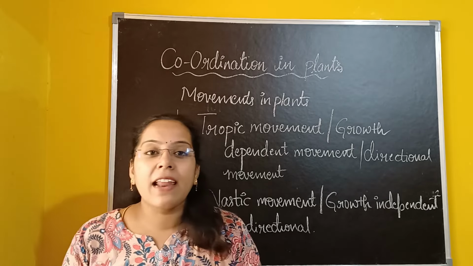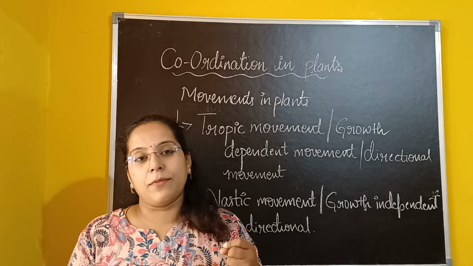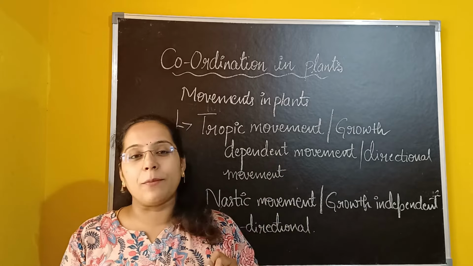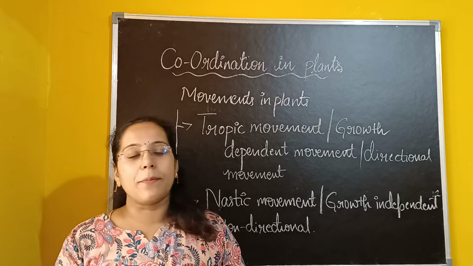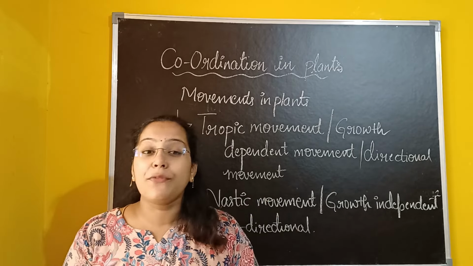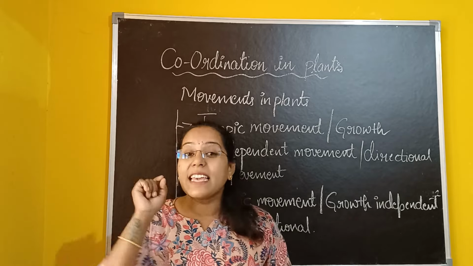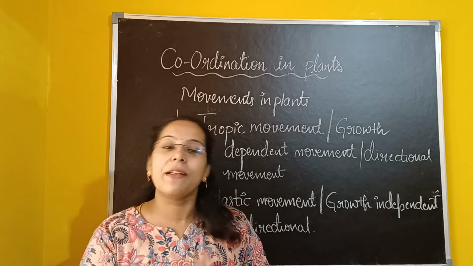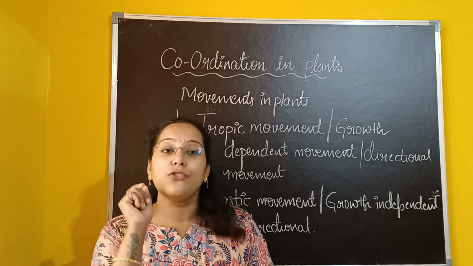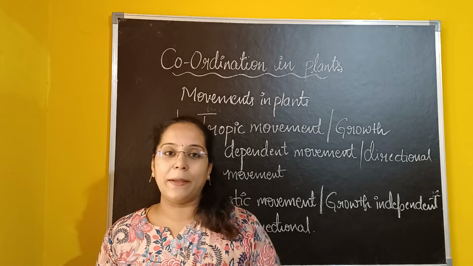How do plants synchronize? In case of animals, there was the nervous system and also the hormonal system for the coordination to take place. But do plants have nerves? Plants do not have any kind of nerves. They do not have a nervous system. Only with the help of the chemicals, so-called hormones present in their body, plants show coordination. That is nothing but plants show movement.